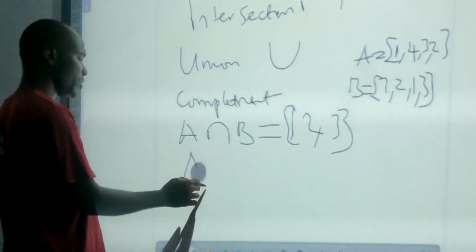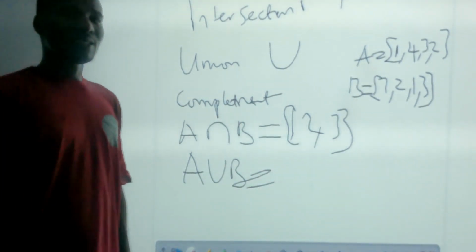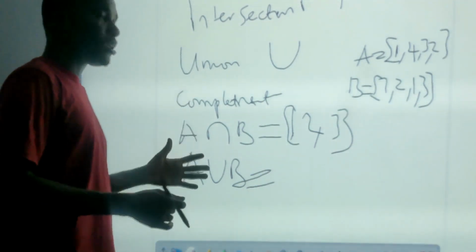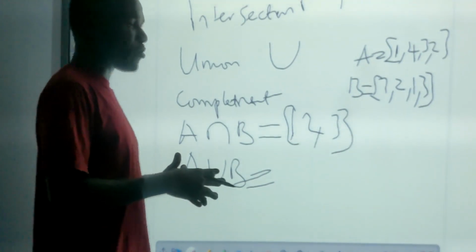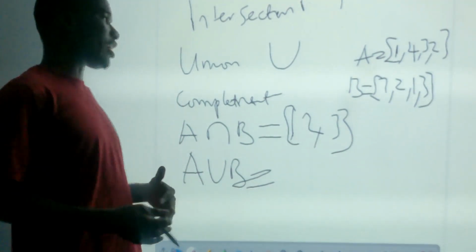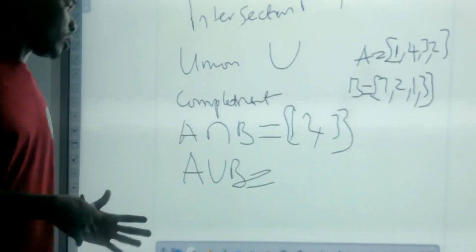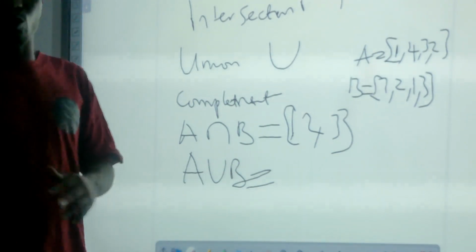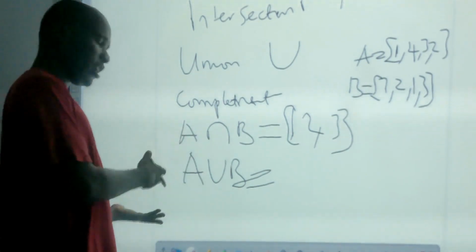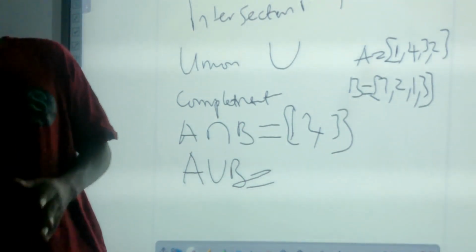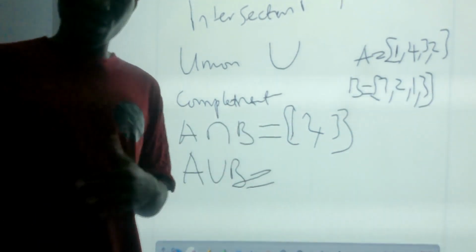Now, union, A union B. What is the union of sets? Union of sets defines those elements that are in A, or in B, or in both of them. It includes all the elements that are in A only, B only, or in both. An element belongs if it is in either of the two.